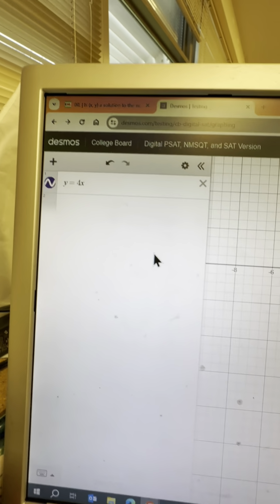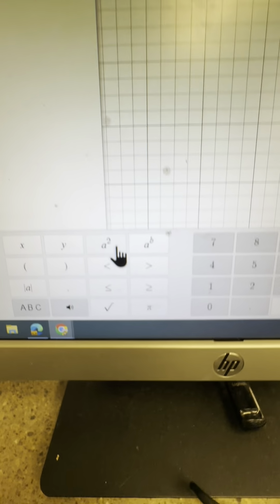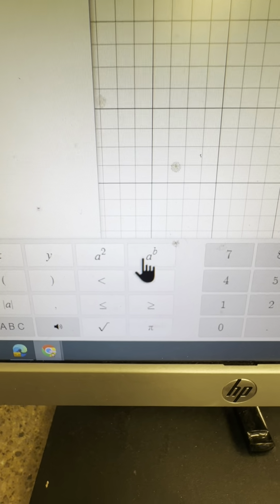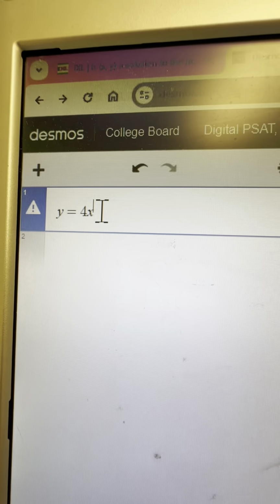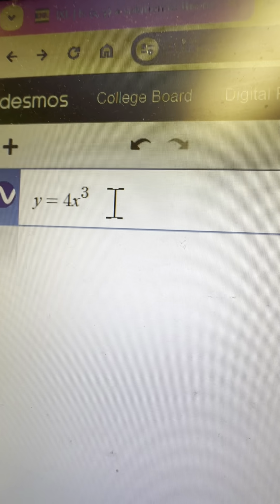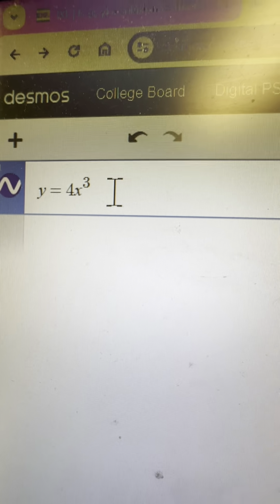We have an exponent of 3. So in Desmos, when you put 4x, if I want to put a 3 for my exponent, I'm not going to click on the a squared. I'm going to click on the a^b. And by doing that, it allows you to put whatever number you want in place. So I'm going to put a 3 there. And then notice that it's still clicking on the exponent. So I'm going to hit the right arrow key, so that way I'm back to typing in my regular numbers.